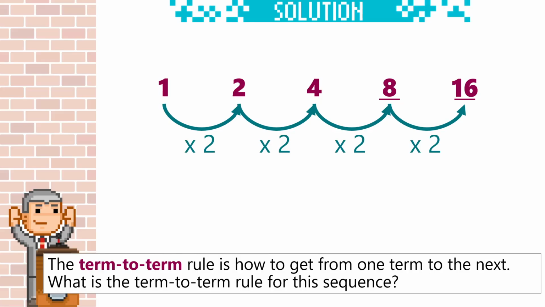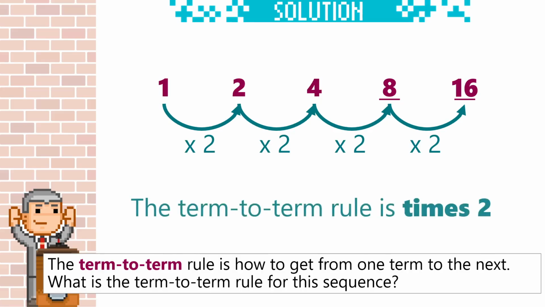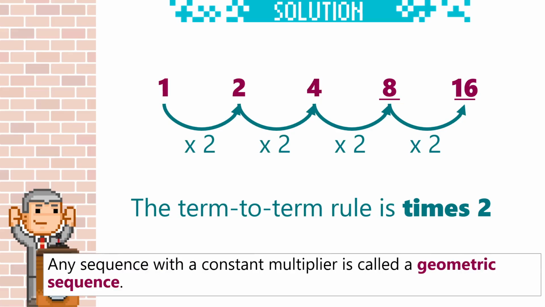The term-to-term rule is how to get from one term to the next. What's the term-to-term rule for this sequence? Well, it's going to be times 2. Any sequence with a constant multiplier, like this sequence, is called a geometric sequence.